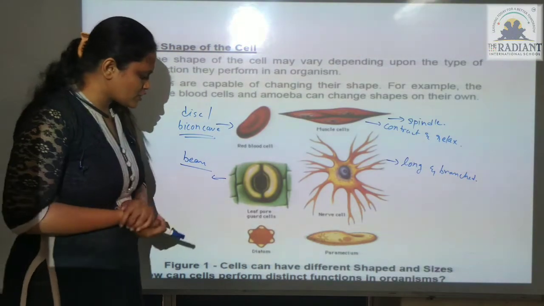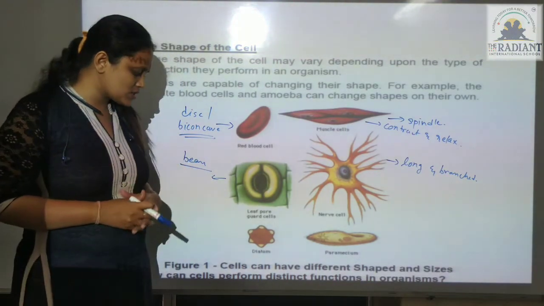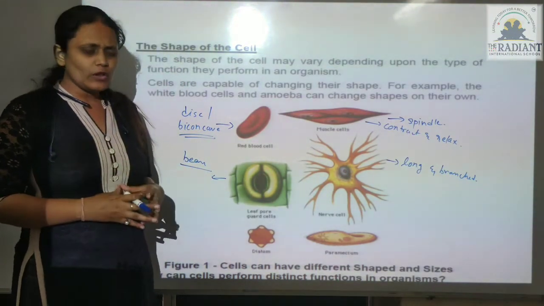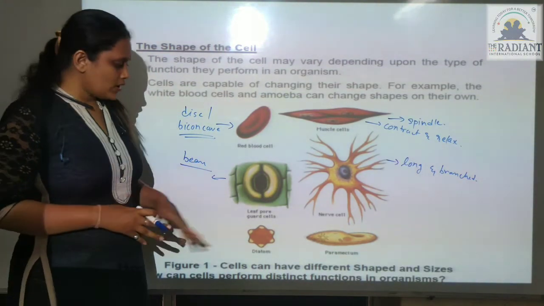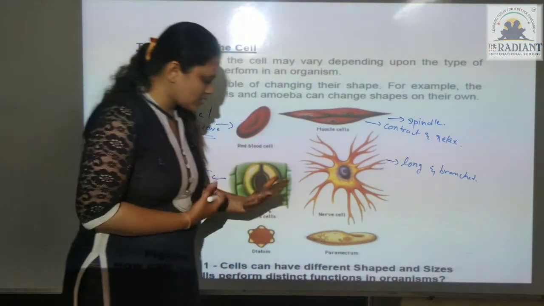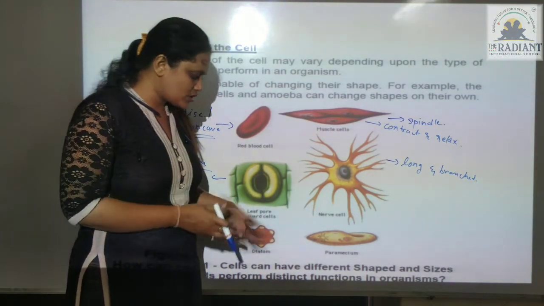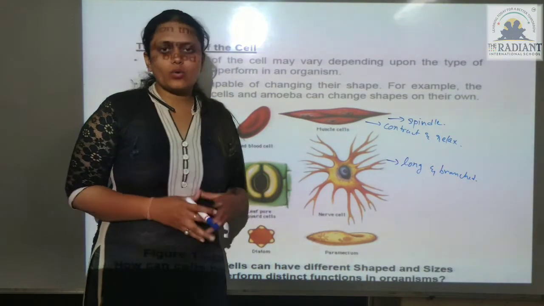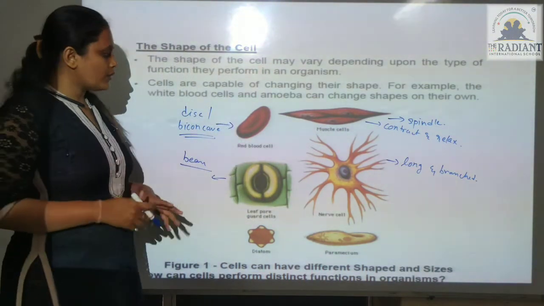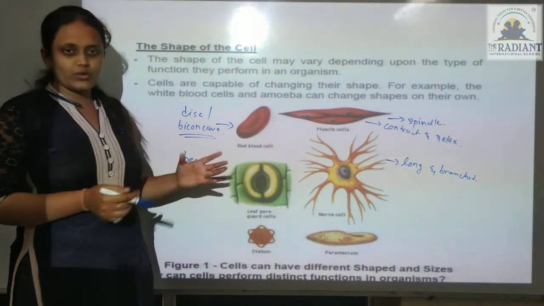Then we have diatoms, which are star-shaped, which are known as the producers of our ocean. Okay, and then we have Closterium, which has a sliver-shaped structure, and this is a unicellular organism. It performs its own function by itself. Okay, so here we have such examples which we can see.